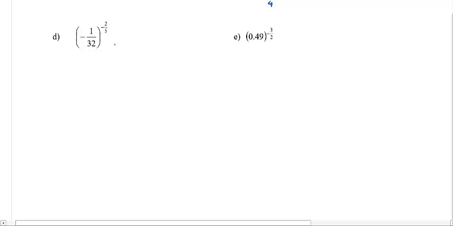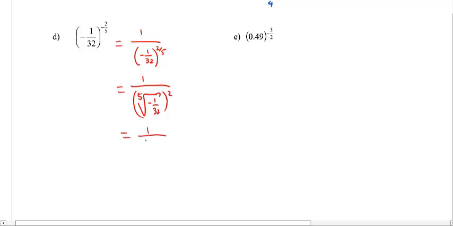Oh, negative exponents once again. So 1 divided by negative 1 over 32 to the power of 2/5. We can rewrite that as the 5th root of negative 1 over 32 raised to the power of 2. And the 5th root of that would be negative 1/2. And then, of course, 1/2 squared is 1/4. That negative all squared also becomes positive. So 1 divided by 1/4 gives you 4.